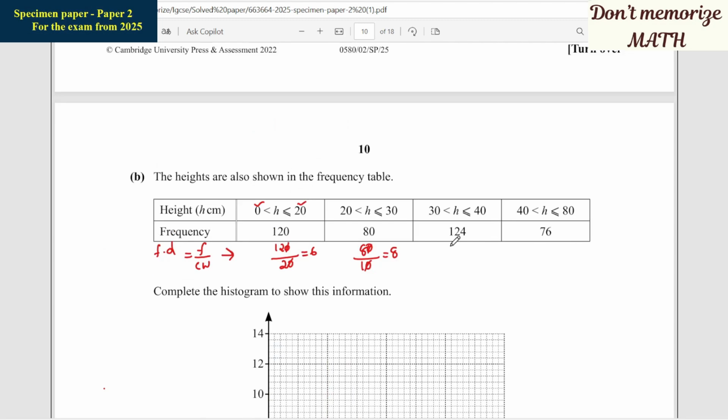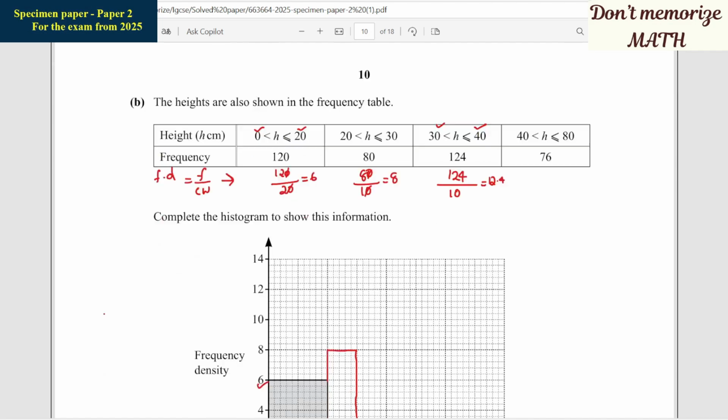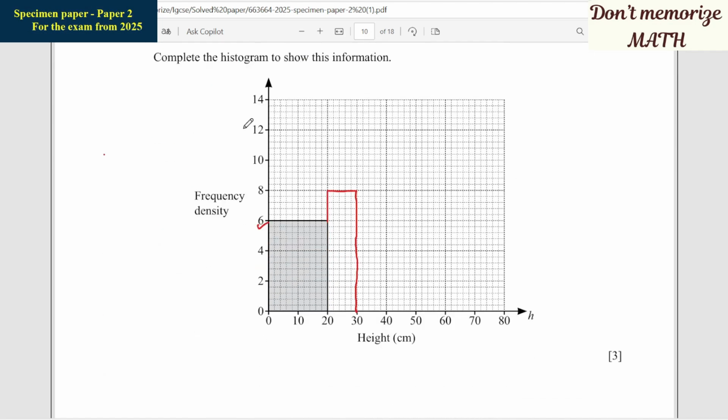We have frequency is 124 over class width is 40 minus 30. 40 minus 30 is 10. So we'll get 12.4. Okay, so 12.4. So we just have 12 here. Okay, so we need to know how much one line represents on the y-axis. Let's see that. So from here to here we have 2, divided by 1, 2, 3, 4, 5 lines. So 2 over 5, that is 0.4.